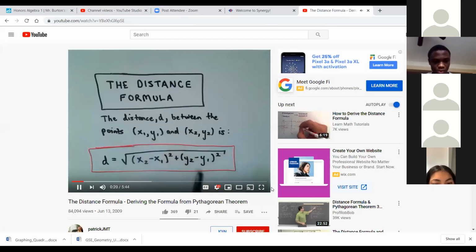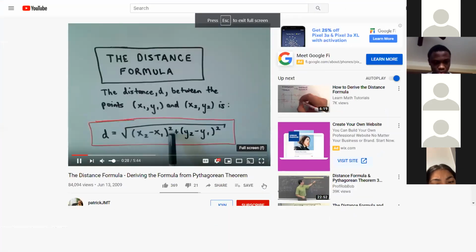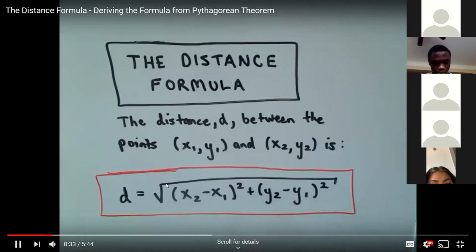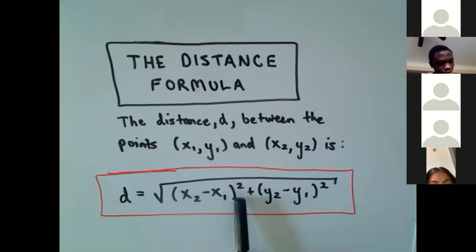Some x coordinate and some y coordinate and some other x coordinate and some other y coordinate. 2 points. It says the distance between them. It says we have to take x2 minus x1 squared, y2 minus y1 squared, add it together and take the square root. Notice since both terms are being squared, it doesn't matter the order. We're not going to hear anything.